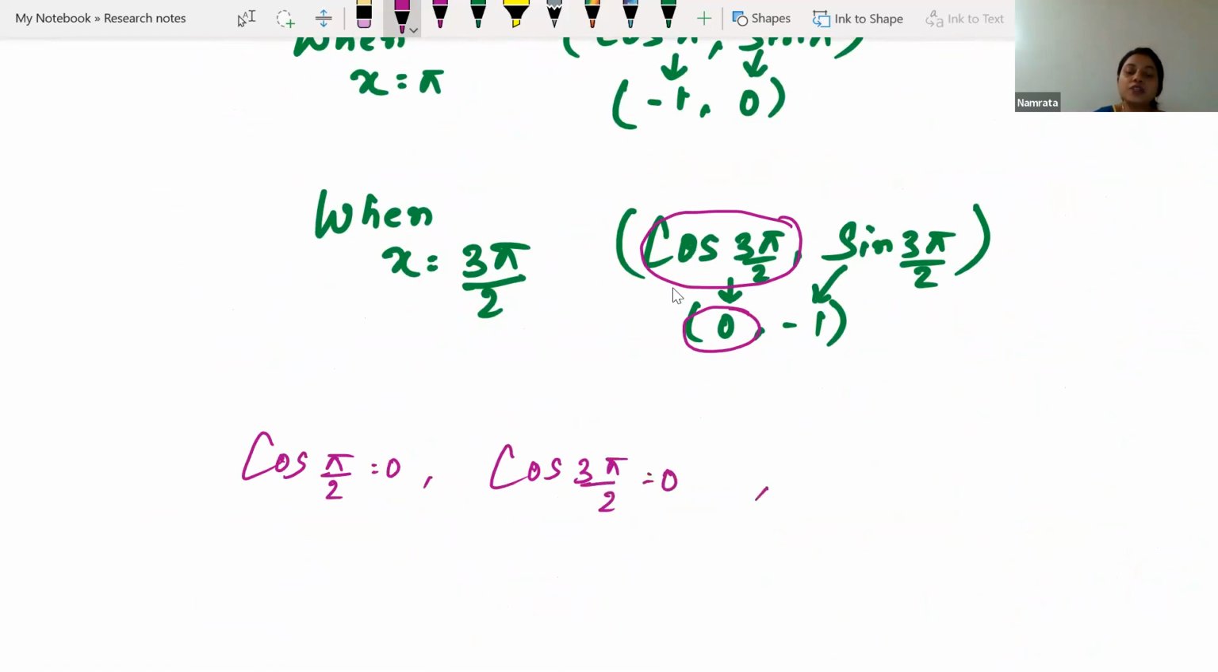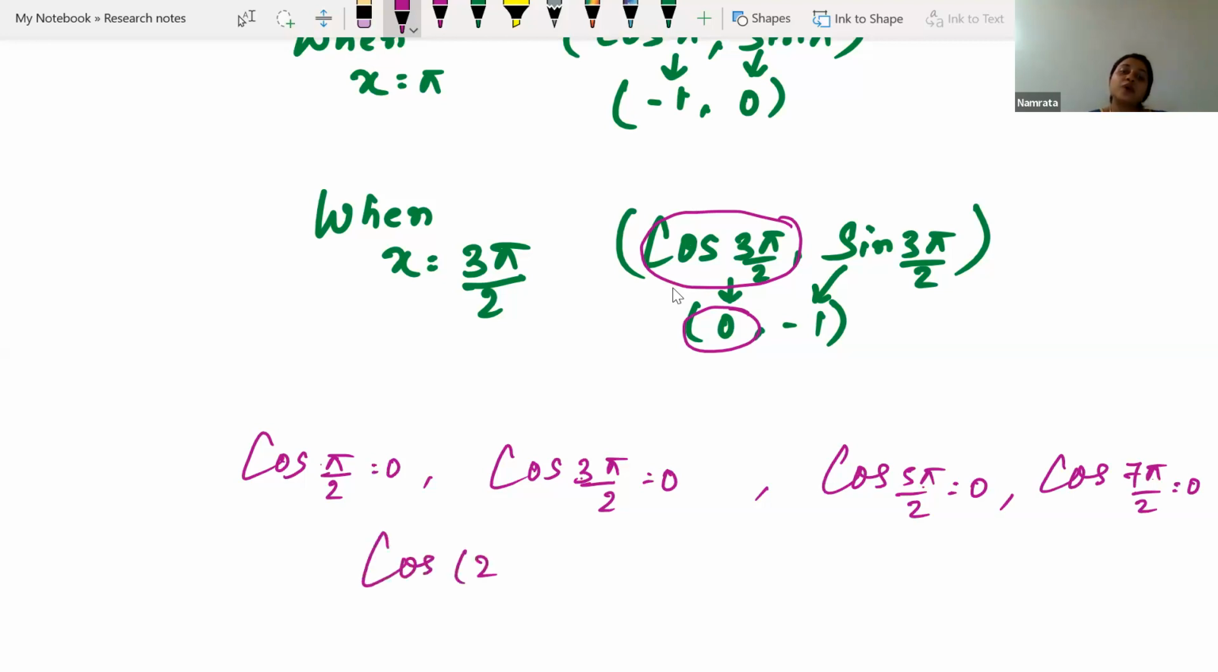Similarly, when you go ahead, you will see that cos 5 pi by 2 will also be 0. Similarly, cos 7 pi by 2 will also be 0. From here we are getting the structure like 1 pi, 3 pi, 5 pi, 7 pi. All the odd multiples of pi by 2 give 0 for cos theta. So we can say cos (2n plus 1) pi by 2 will always be 0, where n belongs to any integer number.